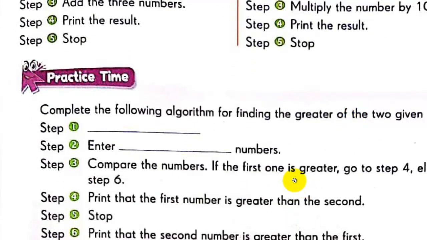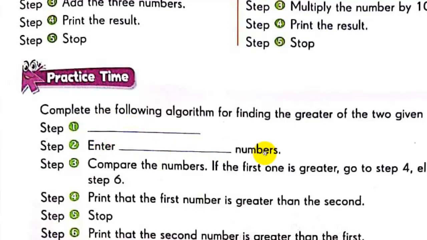Now here, let's see. Complete the following algorithm for finding the greater of the two numbers. The first here, greater of the two numbers. Now the first step is start. Start will be the first step. Now what is the second step?